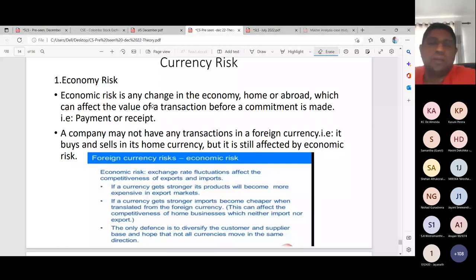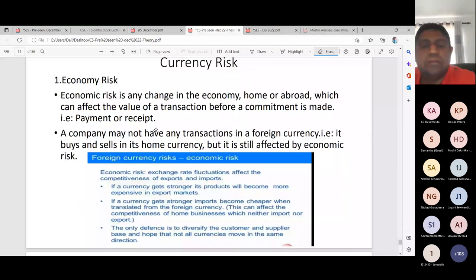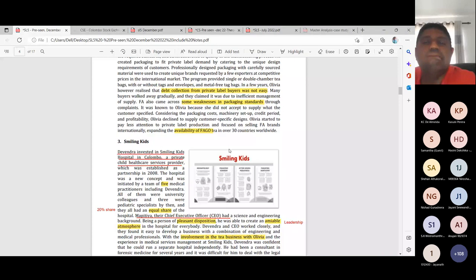Yes, your point is correct, actually. Right. Think about that. In addition to these risks, think about the mitigation strategies also. Right. Is that okay for you?